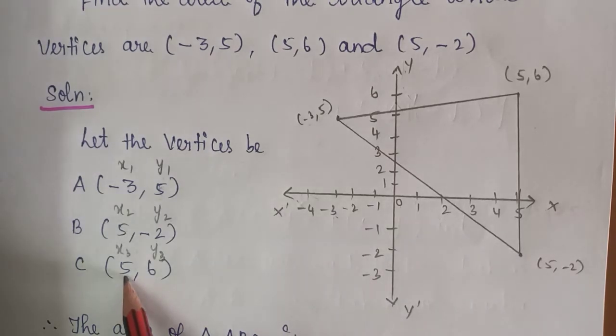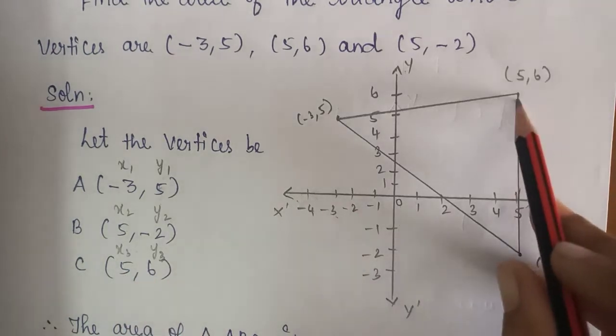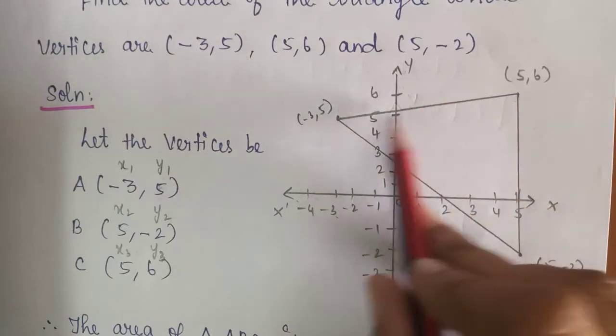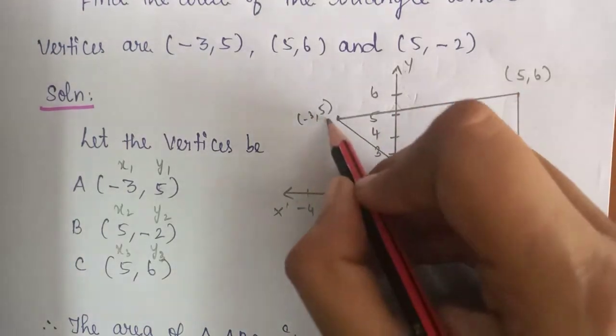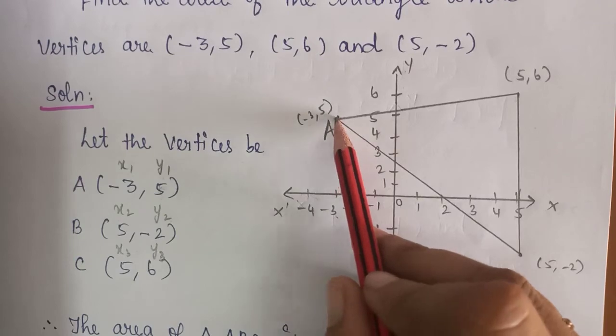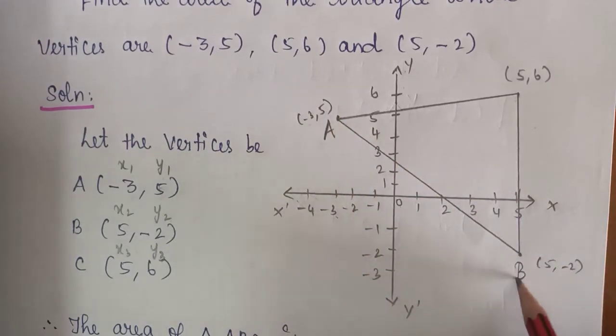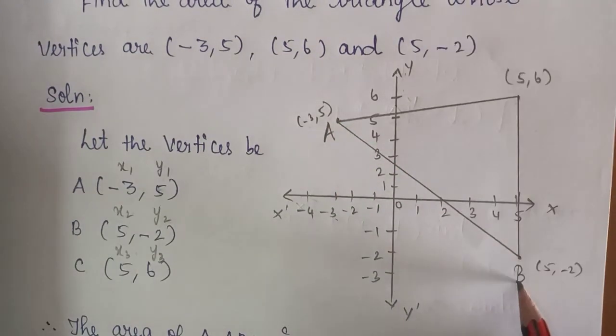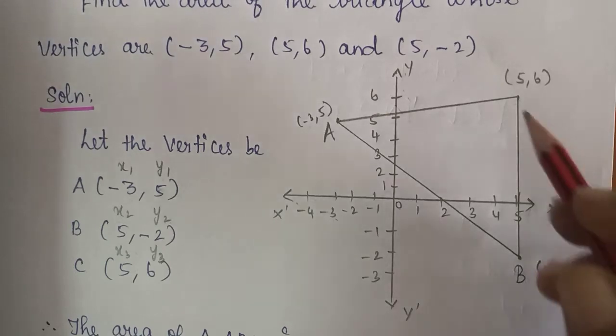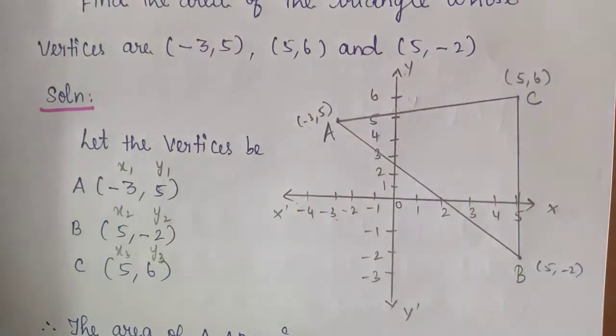Then the last point is 5 comma 6. 5 is positive and 6 is also positive. So 5 comma 6. Then join the 3 points. This is your A, minus 3 comma 5, and this is your B point, 5 comma minus 2, and this is your C, 5 comma 6.